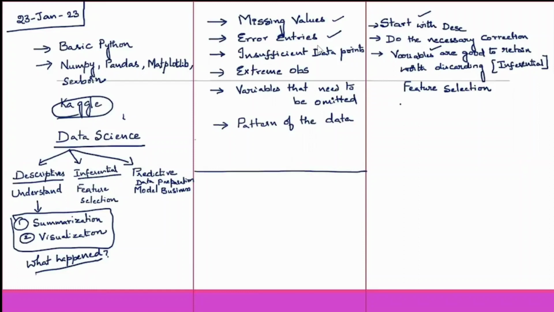Then you jump on to the predictive. Now you have your models in place, then you jump on to the predictive. That is what will actually be the process of building different kinds of statistical models and machine learning models on the data. All right.